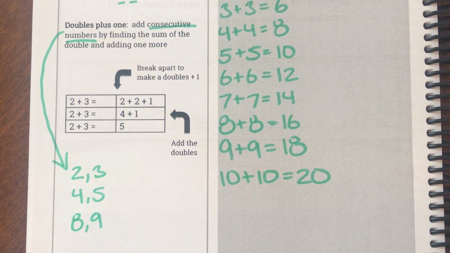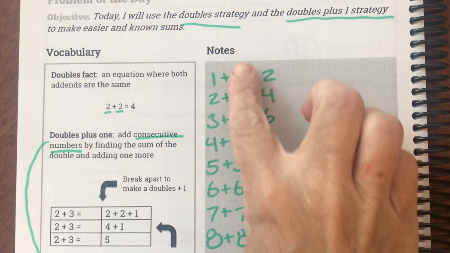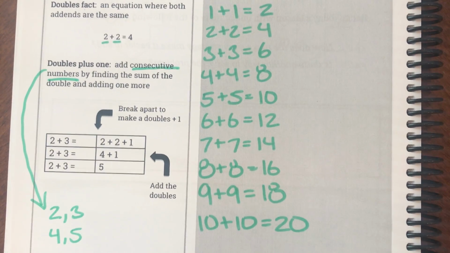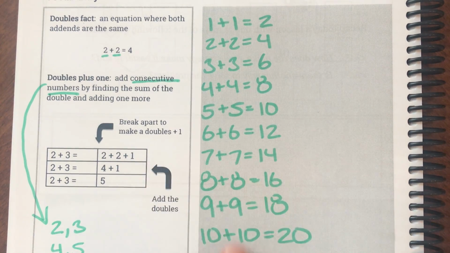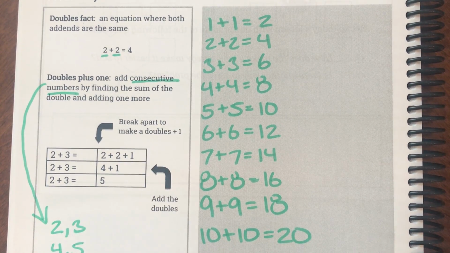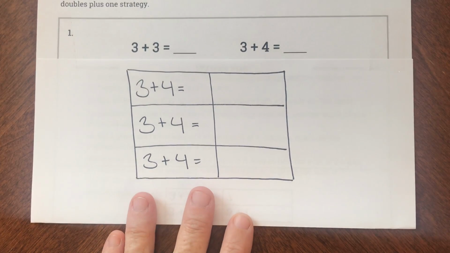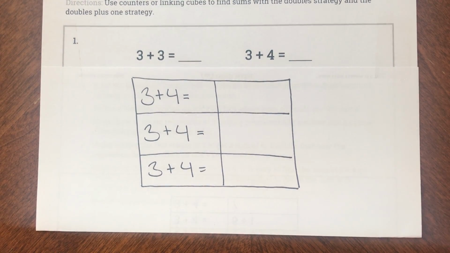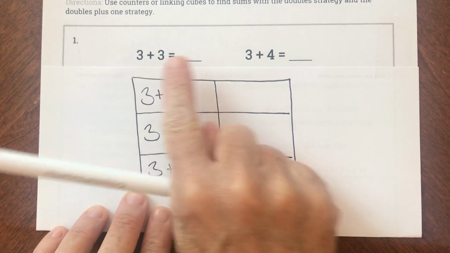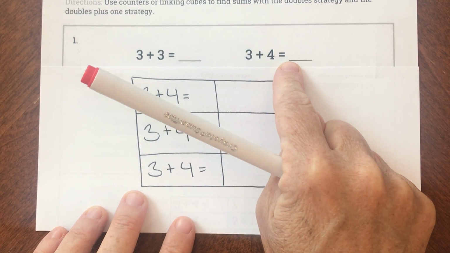Okay, friends, I'm going to get started. Now, if you weren't able to copy all this down with me, you might want to copy it because you could use this to help you in the next few lessons. Okay, here is my first problem. My first problem gives me a table, which I drew, because theirs was a little bit too small for me. And they give me a double, and then they give me consecutive numbers.